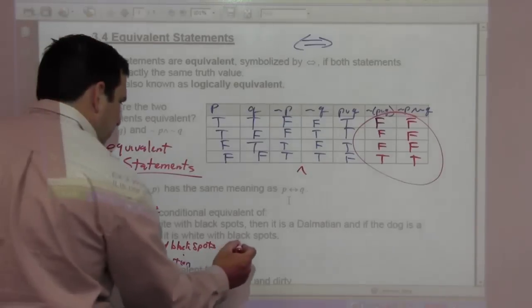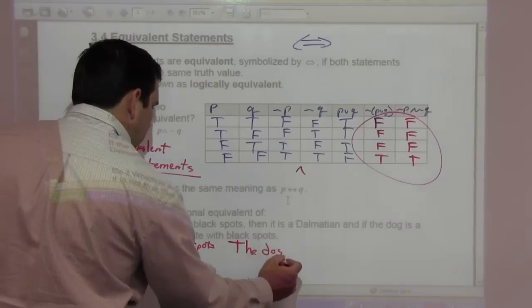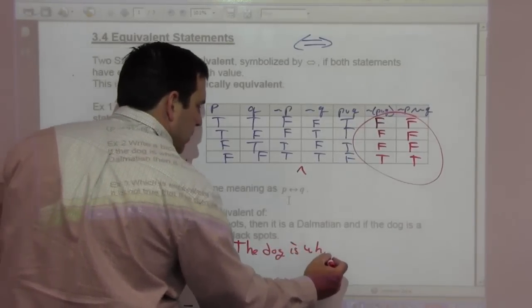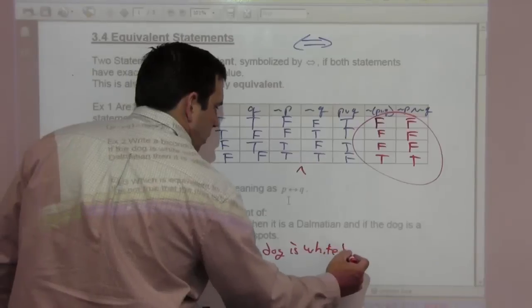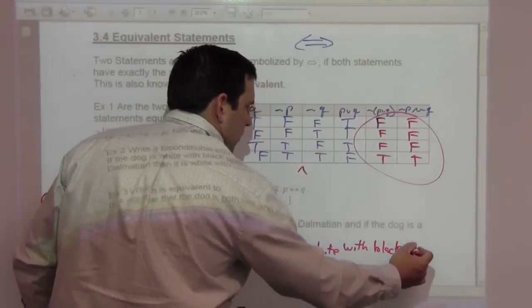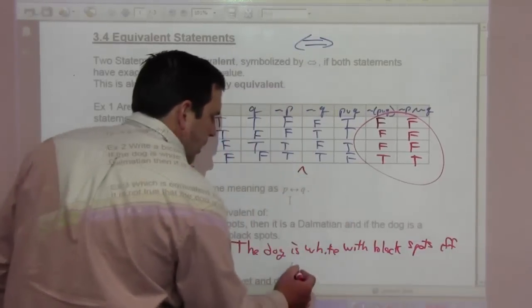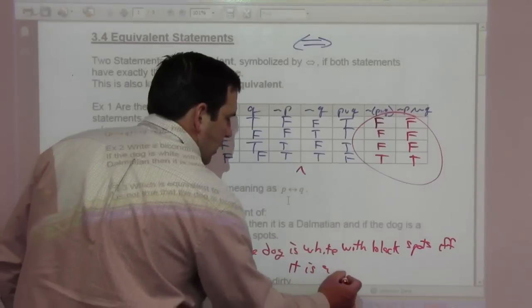So the statement would be: the dog is white with black spots if and only if it is a Dalmatian.